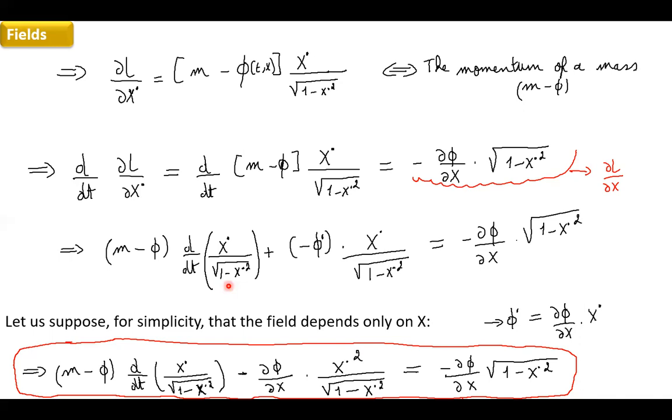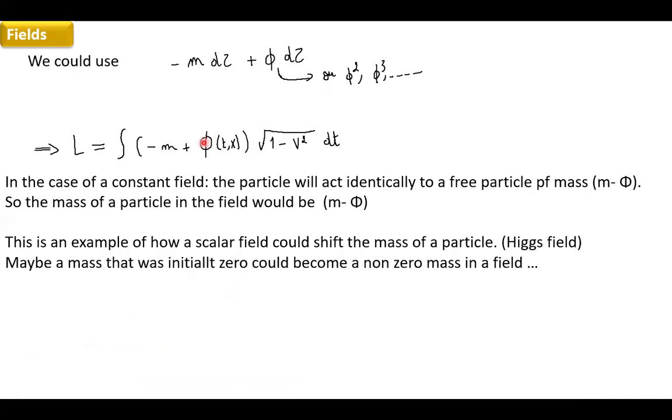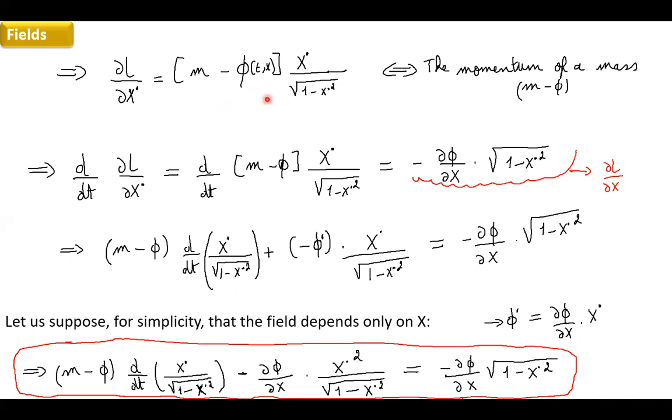So we have 4 equations. So here del L over del x dot is (m minus phi) x dot over the radical of 1 minus x dot squared, or v squared, whatever. So we are using this L. So this del L over del x dot is the definition of momentum. So it is the linear momentum. Well, in space-time, we don't say linear, but it's equivalent to the Newtonian linear momentum. So this is the momentum of a mass m minus phi. So our mass now is m minus phi. So this quantity is the momentum of the mass m minus phi.